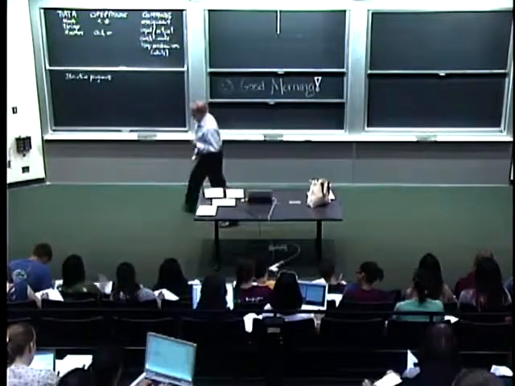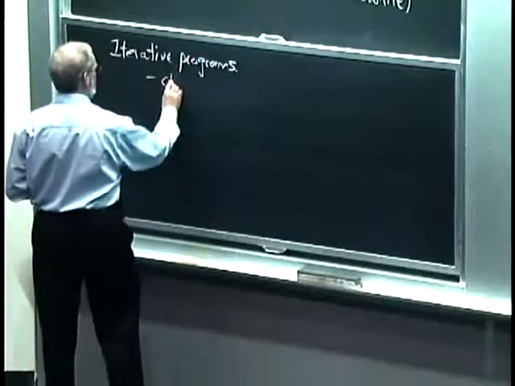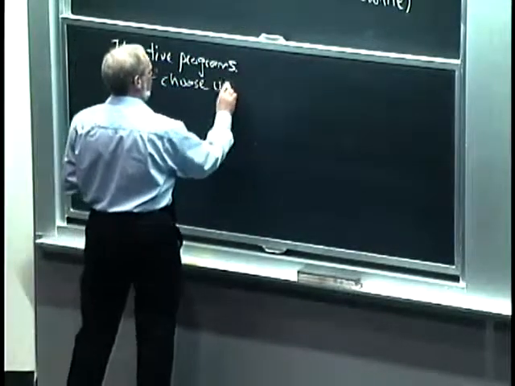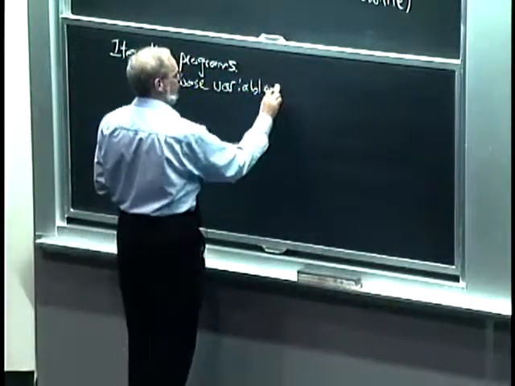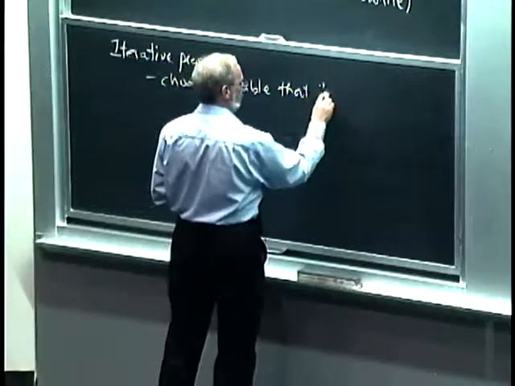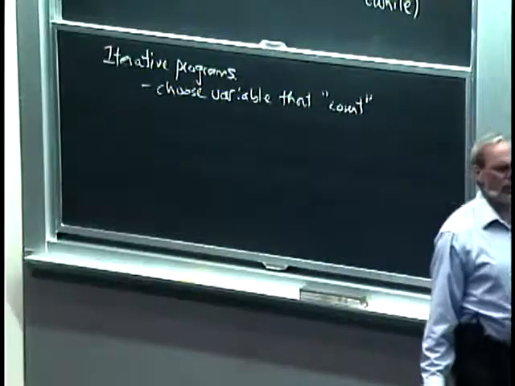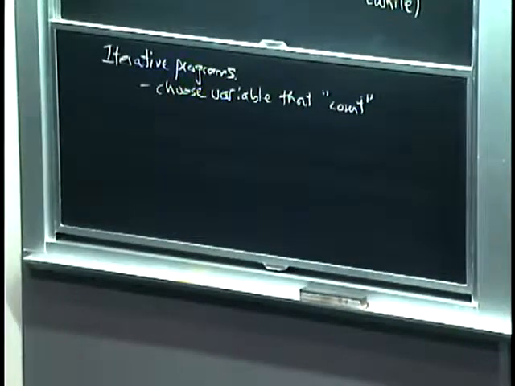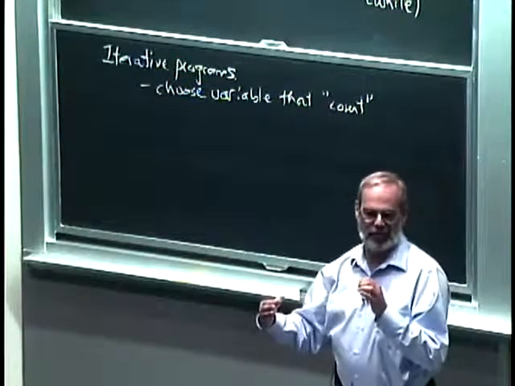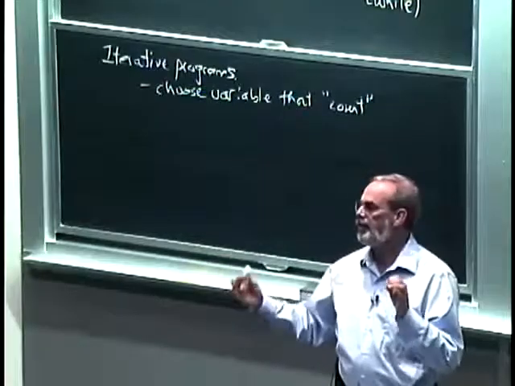The first thing I'm going to do is choose the variable that's going to count. What in the world do I mean by that? I'm thinking about a problem. I'm going to show you an example in a second. First thing I'm going to do is say, what is the thing that's going to change every time I run through the same set of code? What is counting my way through this process?